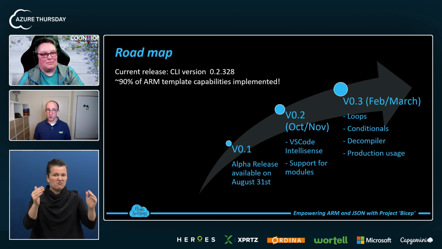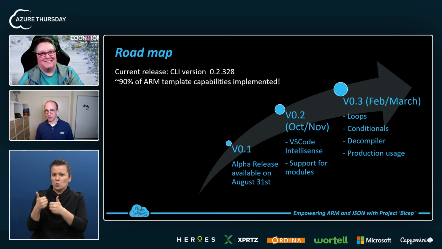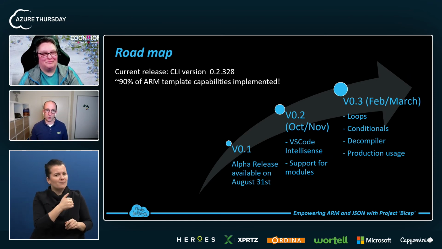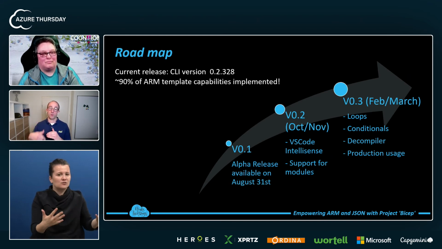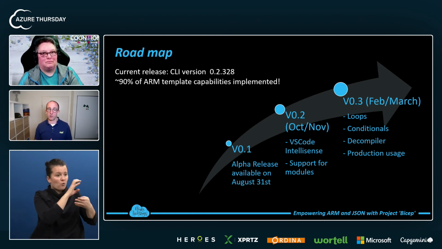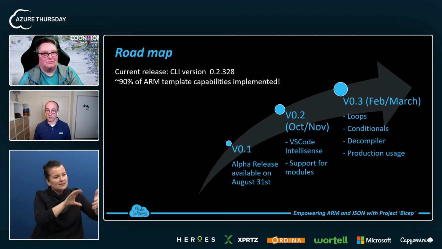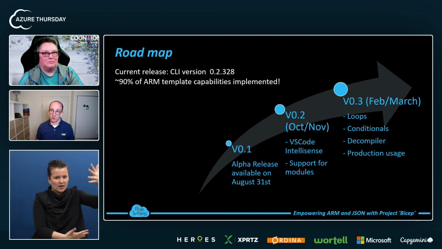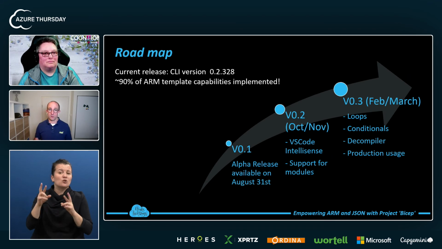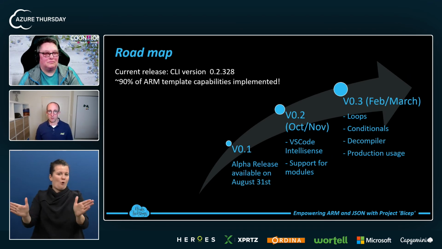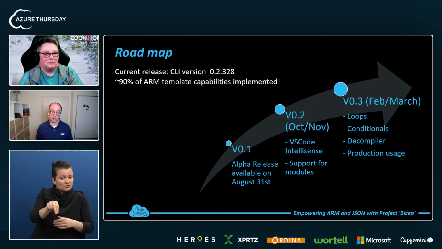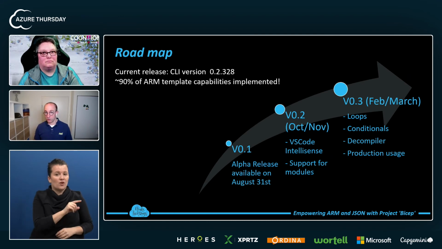So the one thing we are all waiting for, and if you have been developing ARM templates you know this, is the loops. So being able to have a single piece of code run multiple times inside a loop without having declared it multiple times. That is definitely coming in the 0.3 version, which we are expecting somewhere this month, or at least in early March. And also the full decompilation we just saw, from the Bicep code to the JSON code and back to Bicep. So at the 0.3 version, it will probably be production ready as well.